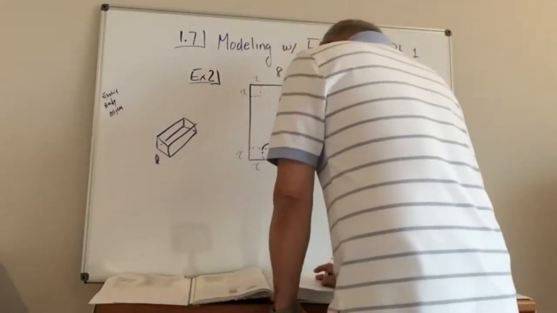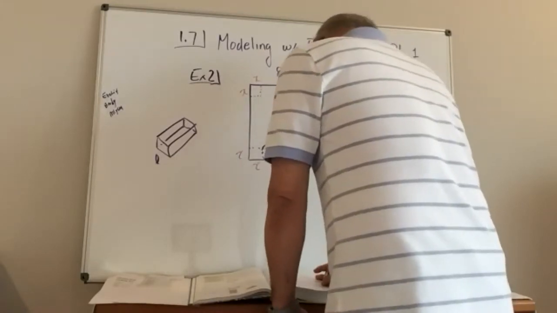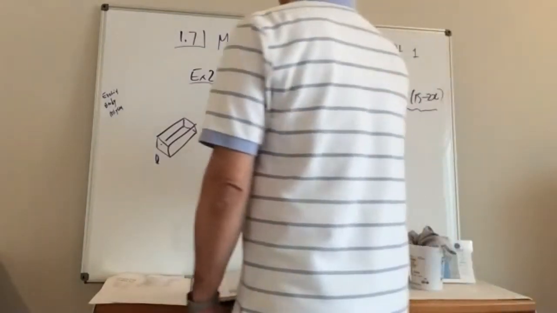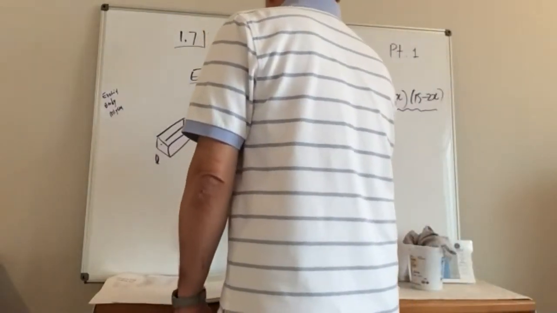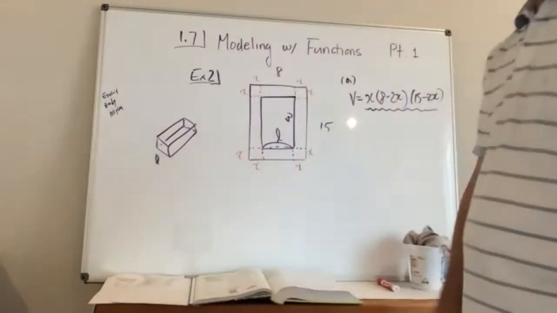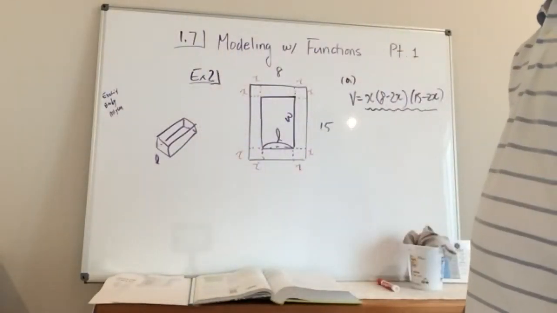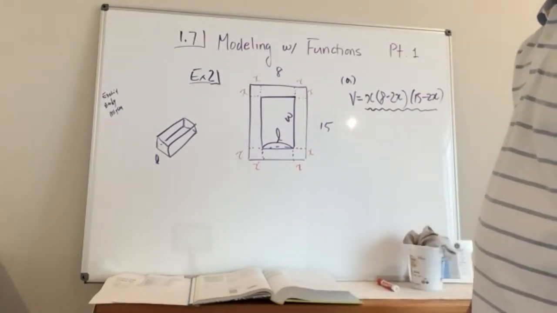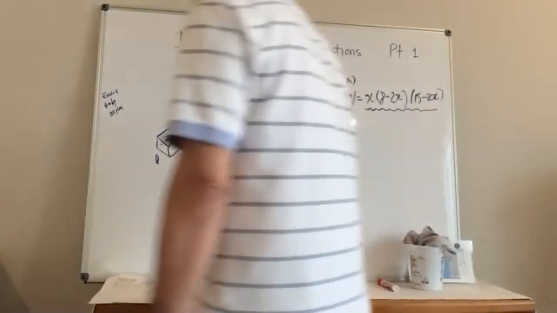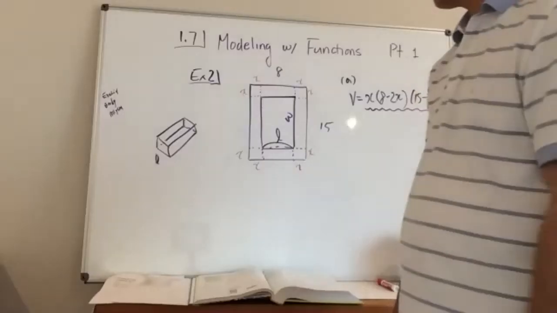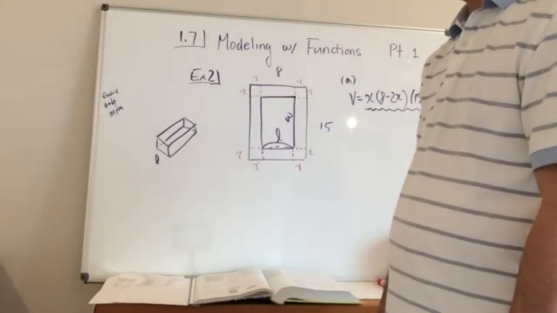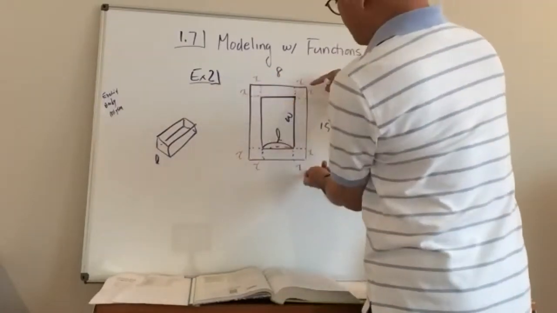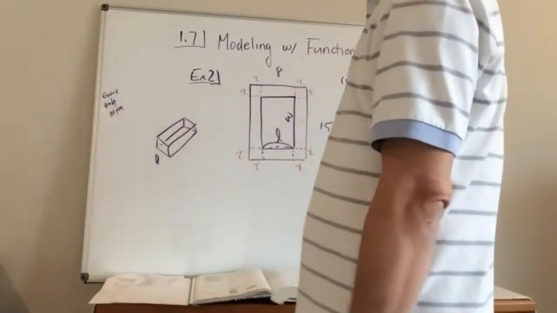B, find the domain of V as a function of X. In other words, what are the restrictions on X here, okay? How much can I cut away at most? In other words, can X be equal to 100? Can I cut away 100 from both sides? Olivia? No, you can't cut away. Right? Because I don't have enough, because I have this side as being 8, this being 15, right? So what's the most that I can cut off?